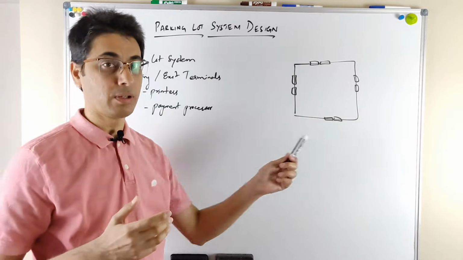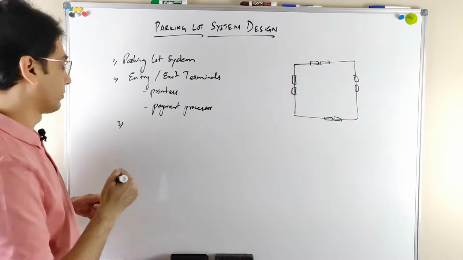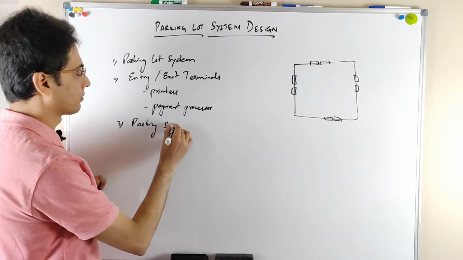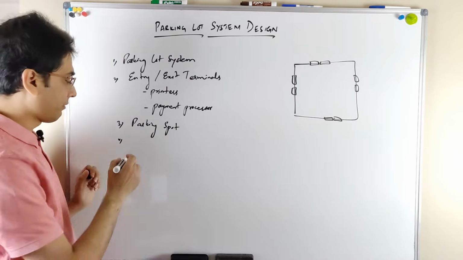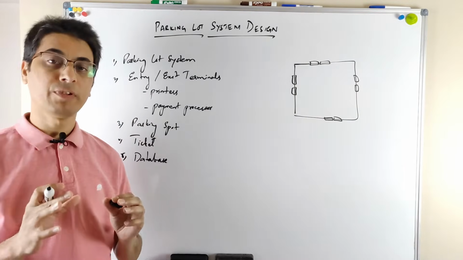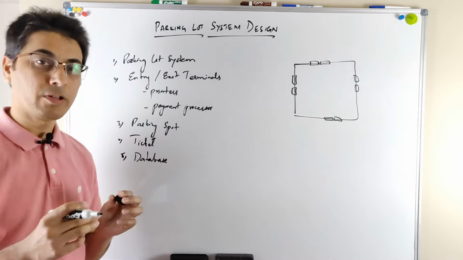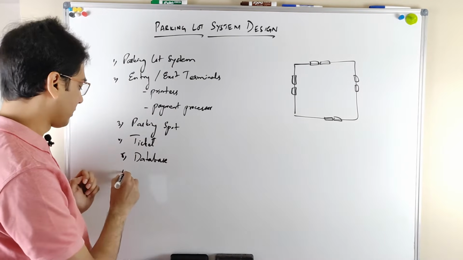Then in our parking lot system, we have a parking spot. Another actor is the ticket itself. Then we will have the database. We will also have the monitoring system.